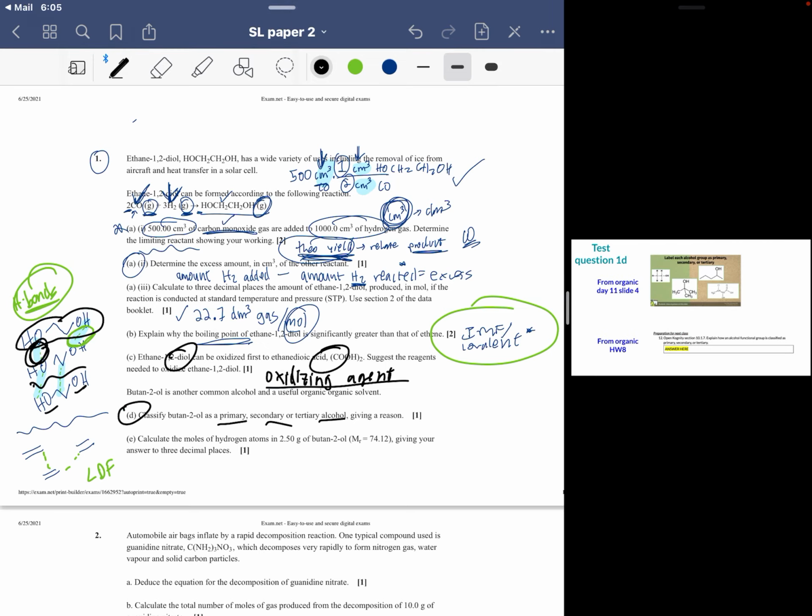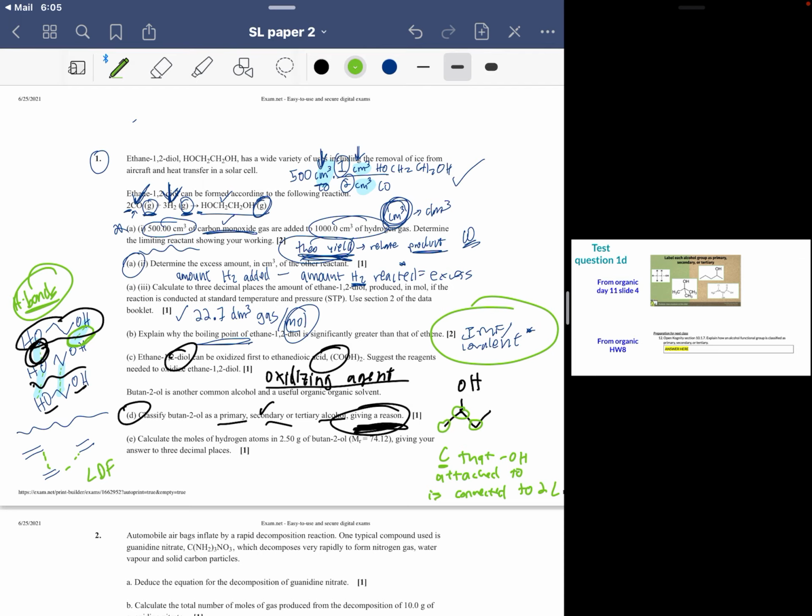In D, primary, secondary, or tertiary with a reason. Most people were able to say secondary, but some people's reasoning was a little unclear. The alcohol itself is connected to only one carbon. Some people were trying to tell me the alcohol was connected to two carbons. But take a look, the alcohol is only connected to one carbon, right? But the carbon that the OH is attached to, that's a single carbon, is connected to two carbons, these two. And that's what makes it secondary.